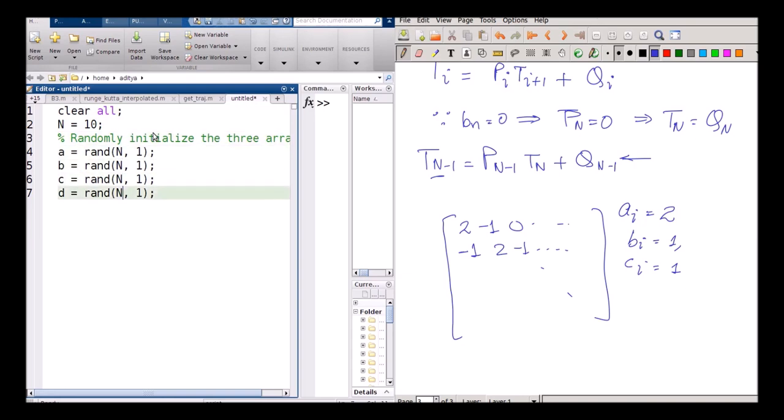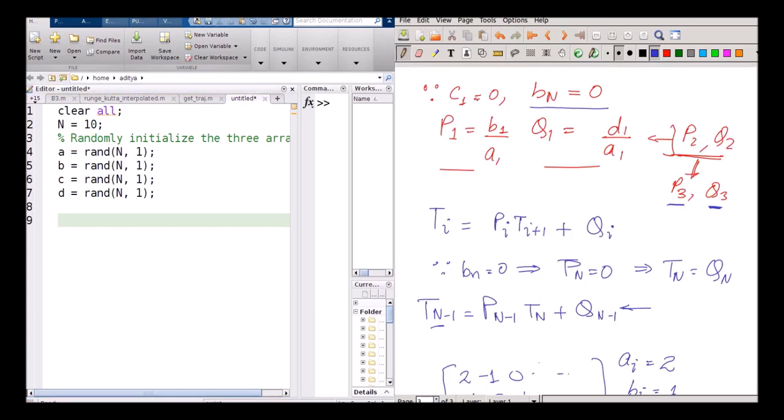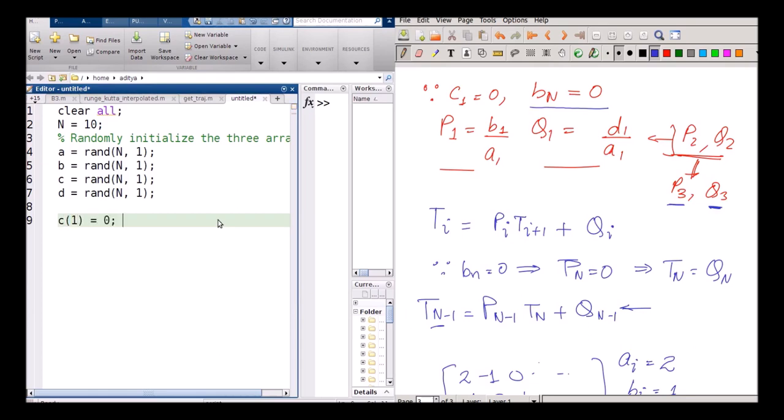So clear all will clear all the variables. N equal to 10 defines the number of rows. In accordance with the problem we just saw, we will define C1 as 0 and Bn as 0. So we will define C1 is equal to 0 and B end is equal to 0. So end is a keyword which signifies the last element of an array.